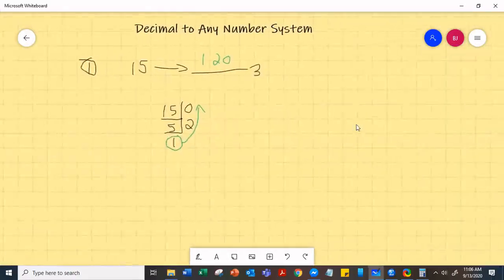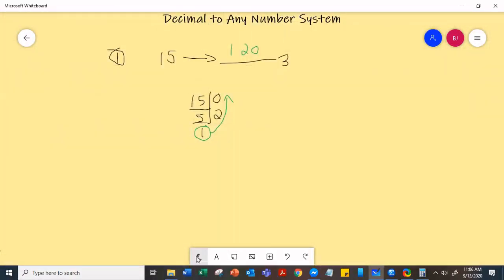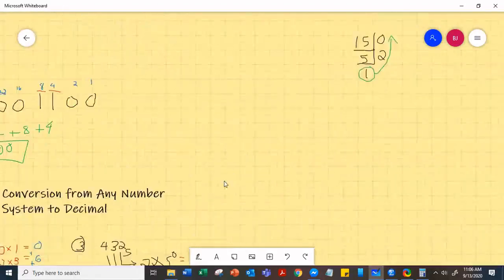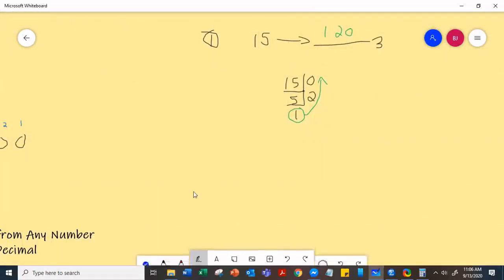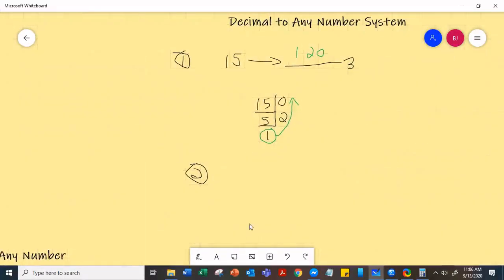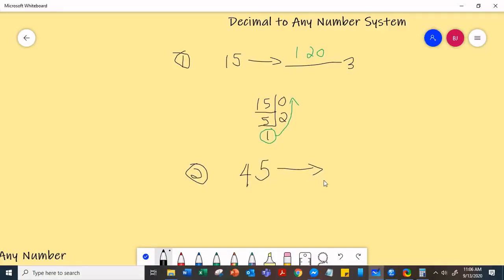Next, let's convert that number again, 45, to base 4. So 45 converted to base 4.